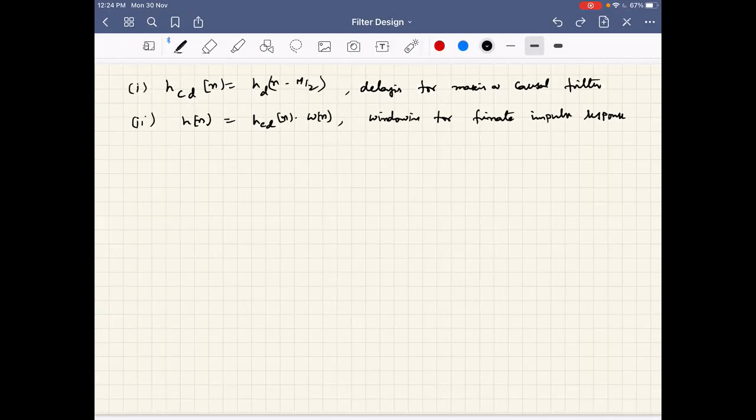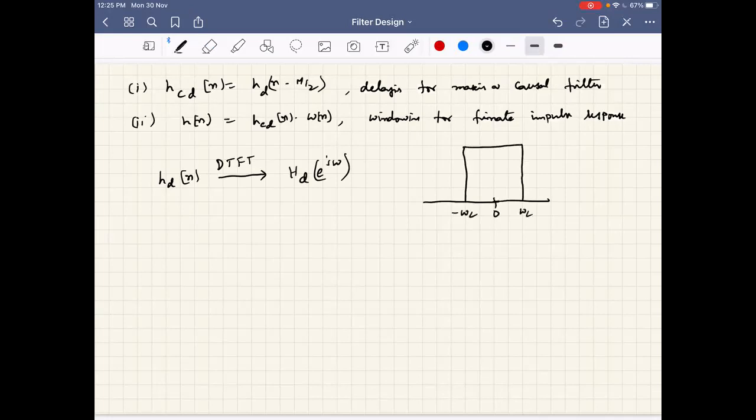Fine. So what we had initially was hd of n, which through the discrete time Fourier transform gives us hd of e power j omega, which we have seen as this spectrum. I am just sketching it: minus omega c to omega c, and let this be minus pi and this be pi.